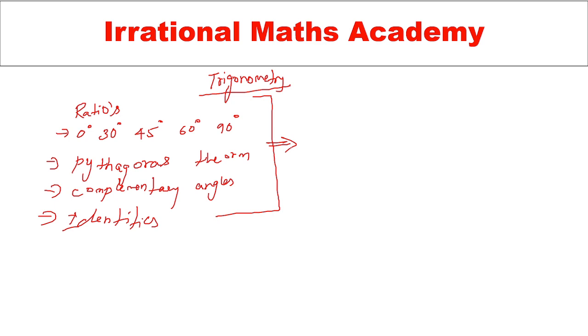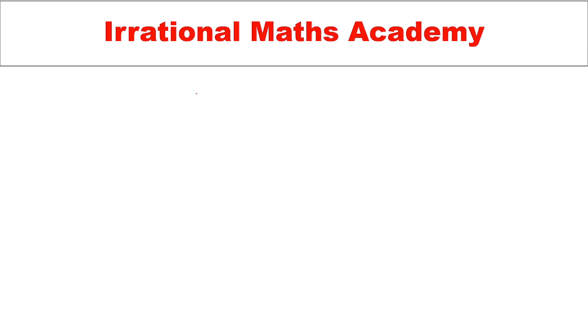So let's start with the ratios. In this trigonometry chapter, we'll deal with the right angle triangle. So here is a right angle triangle, right? This is 90 degrees. This square symbol you can see represents 90 degrees. Either you can write it as 90 degrees, or if you draw this symbol, it represents 90 degrees.